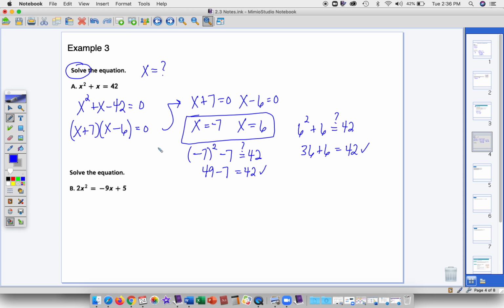So all of these problems that we're doing lately can be checked in one way or another. Your factoring can be checked by remultiplying. Your solutions, when you're solving, can be checked by plugging in.